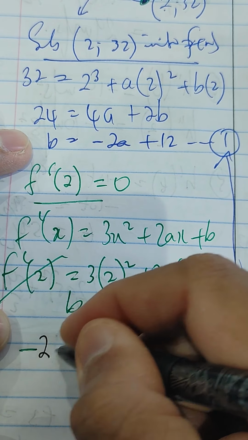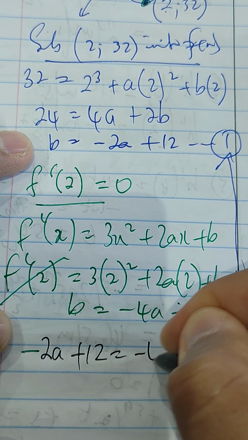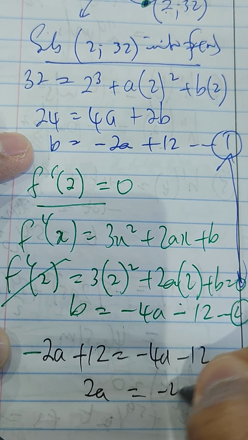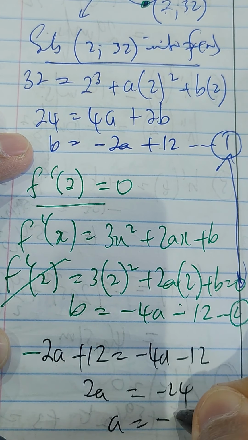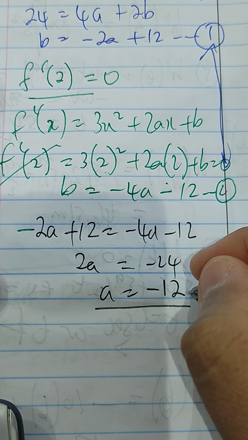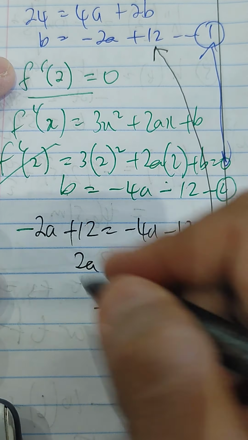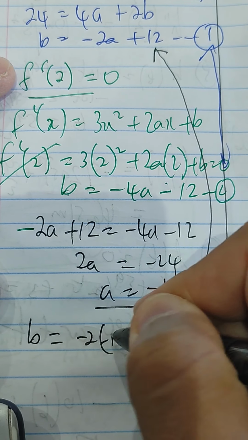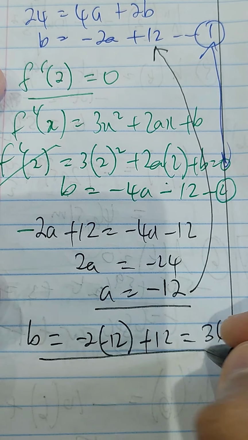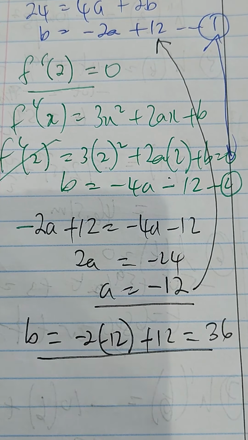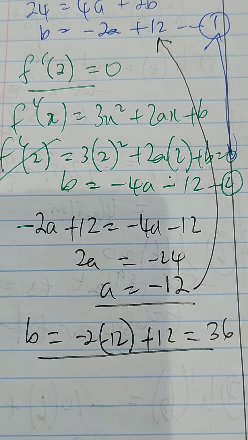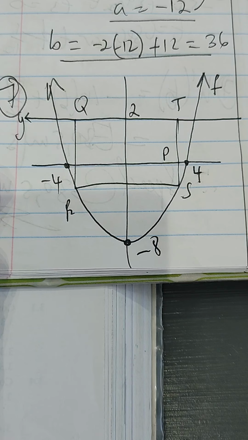So it's going to be negative 2a plus 12 is equal to negative 4a minus 12. Take it over, becomes 2a is equal to negative 24. So a is equal to negative 12. So what we do is we substitute that back into one of the two previous equations. So b is equal to negative 2 times negative 12, which is positive 24 plus 12, which is 36. So b is 36, sorry, and a is negative 12.